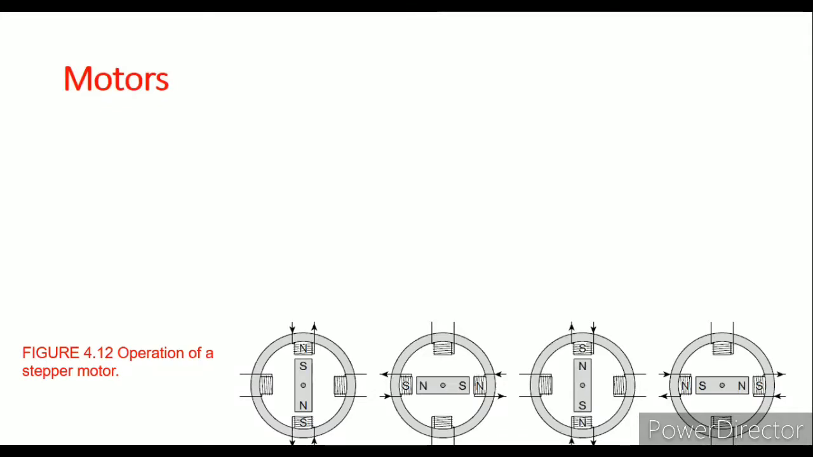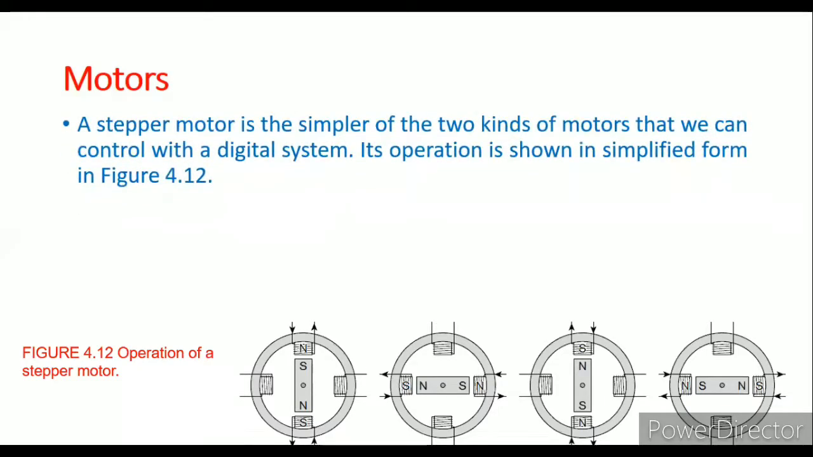Even in the class we showed that it consists of four coils, which we can take out. Here they named it north pole and south pole, surrounded by a white coil, and an arrow mark indicates the flow of current inside that particular pole system. Here, a stepper motor is the simpler of the two kinds of motor that we can control with a digital system. Its operation is shown in simplified form in figure 4.12.